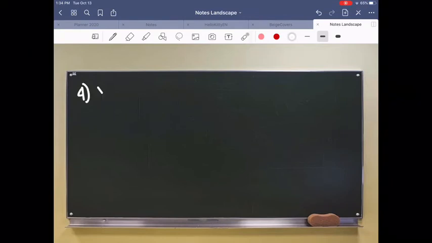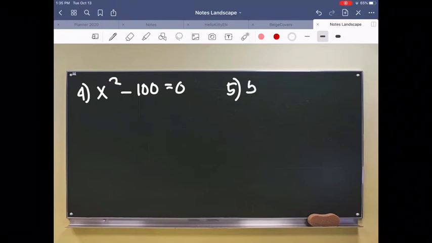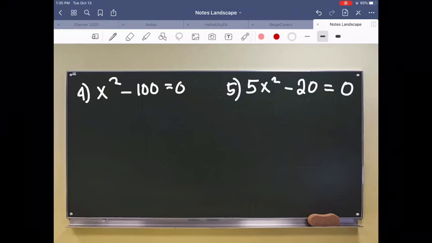Let's see. So we have x squared minus 100 equals 0. And then number 5, we have 5x squared minus 20 equals 0. Okay. So, I want you to look at this. Okay. I will pause the video now and we will solve.